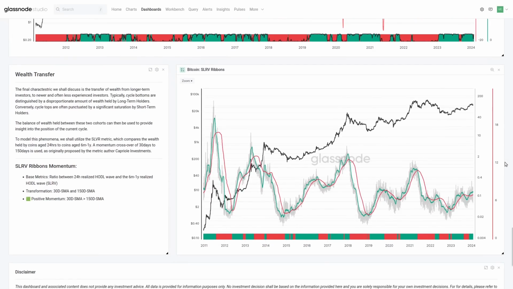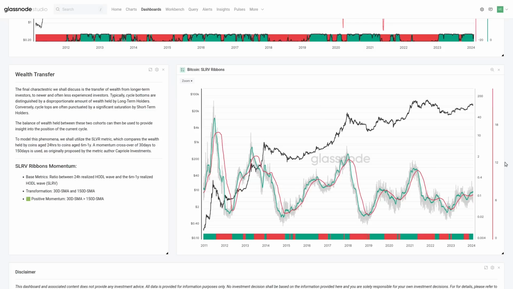Now, the last one we're going to talk about is the wealth transfer. So this is kind of this long-term view of old hands that distribute their coins to new buyers. At some point at the bottom of a bear market, you have a maximum saturation of these older hands, high conviction, the hodler cohort. At the peak of bull markets, you have the opposite.